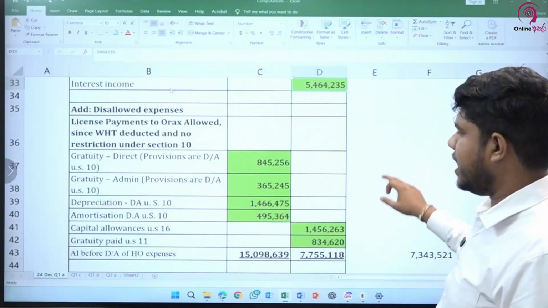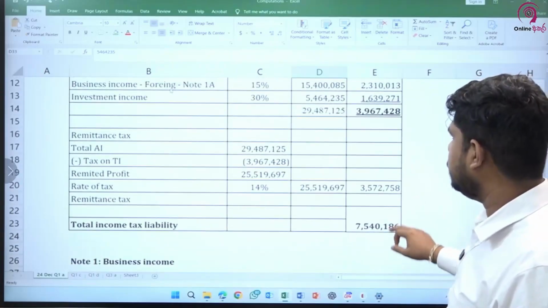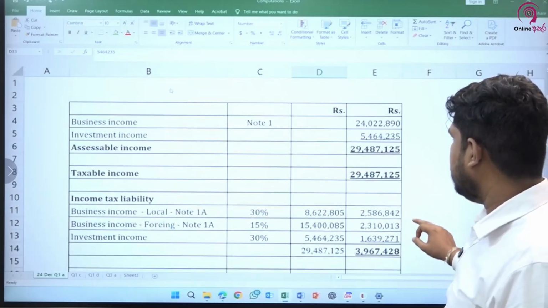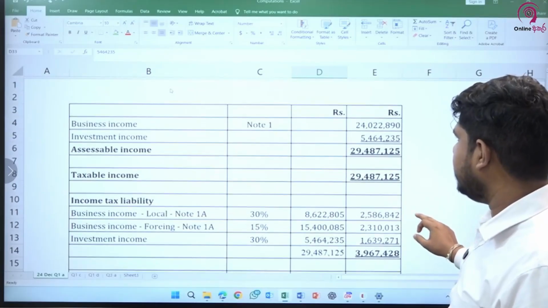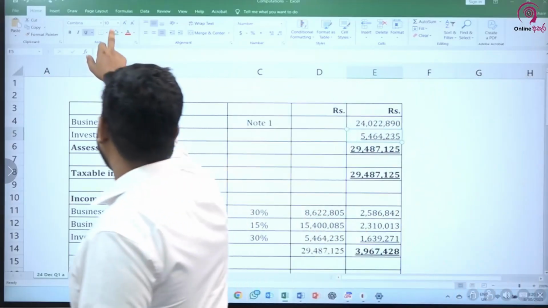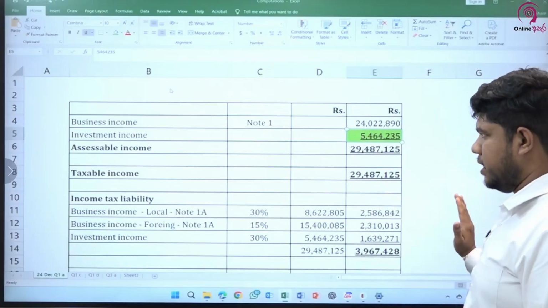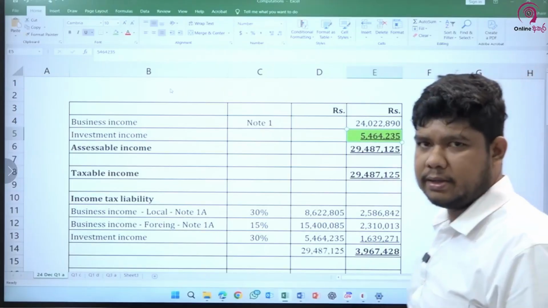There is no other adjustment for investment income, so you can include it under investment income directly without any notes, right? Without any notes you can include it under investment income, right?